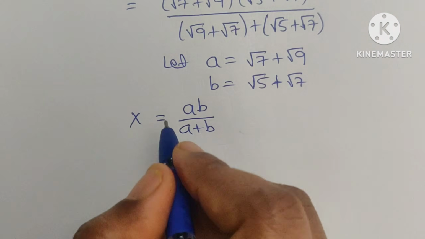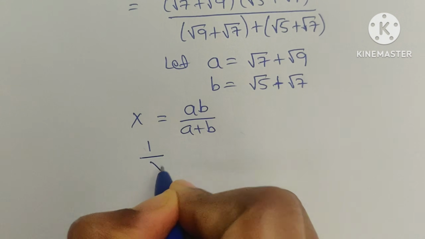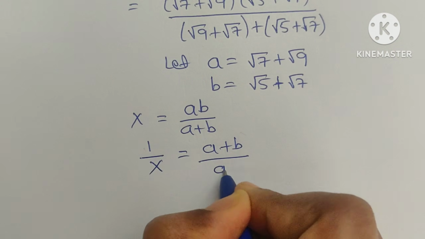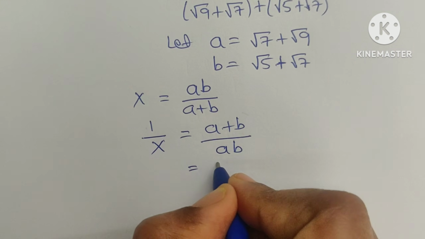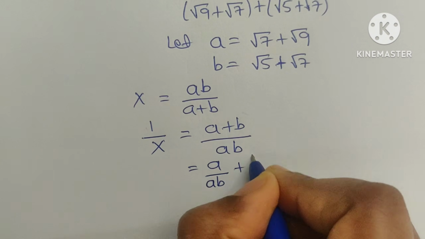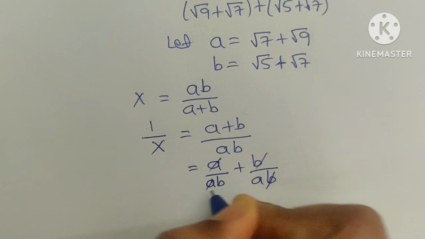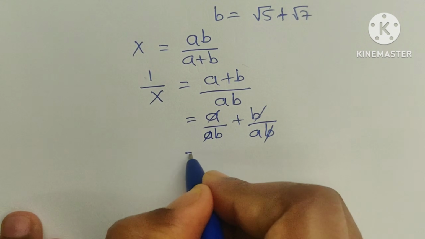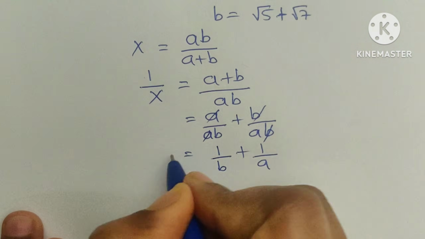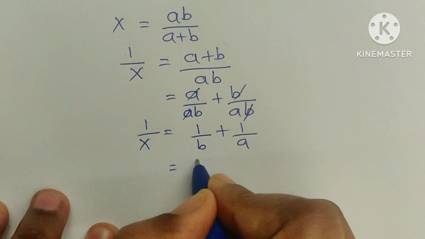Now just take the reciprocal. So 1 by x equals a plus b divided by ab. Now we can write this as a by ab plus b by ab. Here b cancels and here a cancels. So now 1 by x equals 1 by b plus 1 by a. Now write the value of b.